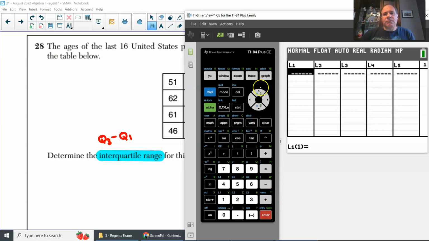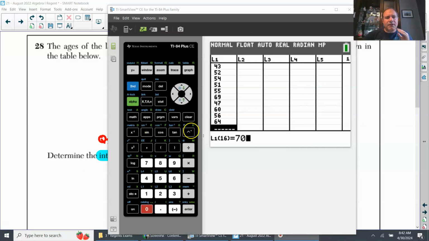All right, so now I'm going to put this list in. Go ahead, put that list in. I'm going to press pause now. Okay, so I have 16 numbers. I'm waiting for the 17th, so I'm just going to check for 8, 12, 16. I'm good. I have everything in.